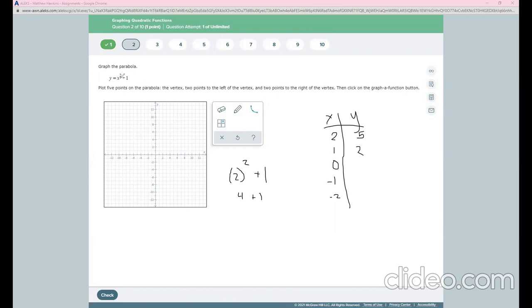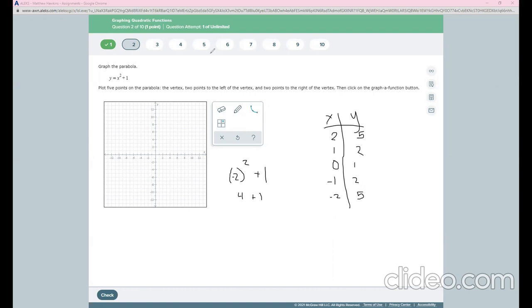If x is 0, 0 squared, 0 times 0 is 0. 0 plus 1 is 1. Negative 1 squared. Negative 1 times negative 1 is positive 1. 1 plus 1 is 2. And then lastly, negative 2 goes in. Put it here. Negative 2 times negative 2 gives me positive 4. And then positive 4 plus 1 is 5.